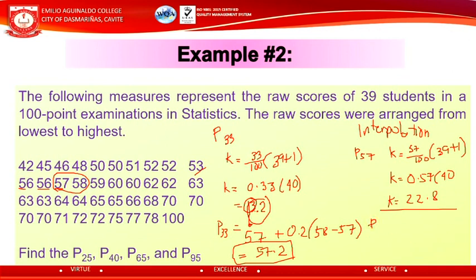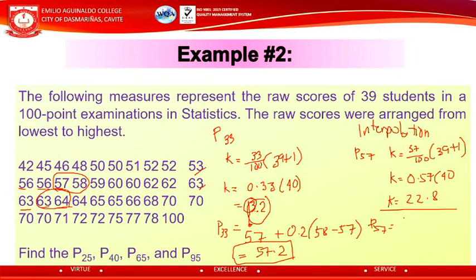So let us just write 57 here. P57, it is now equal to, this is the 20th data point. We have 21, 22, and 23. So this is where the value lies, now between 63 and 64.